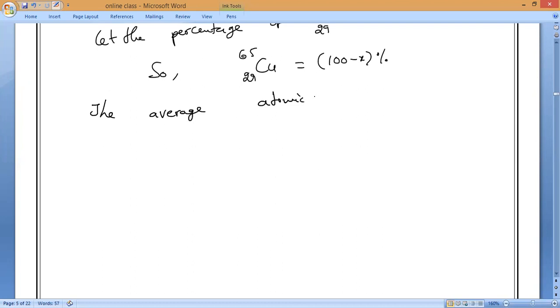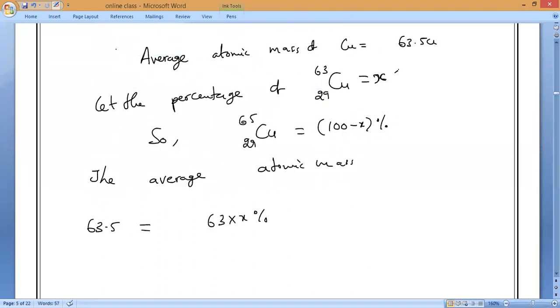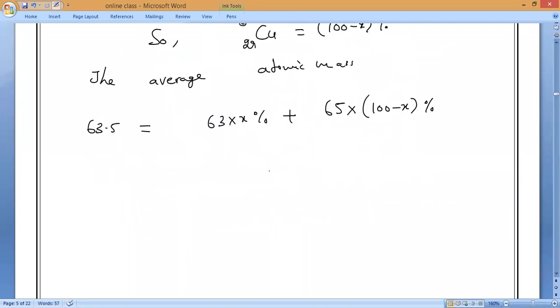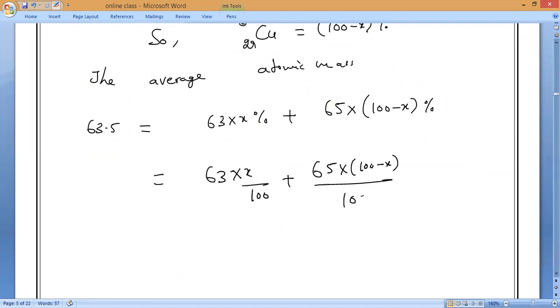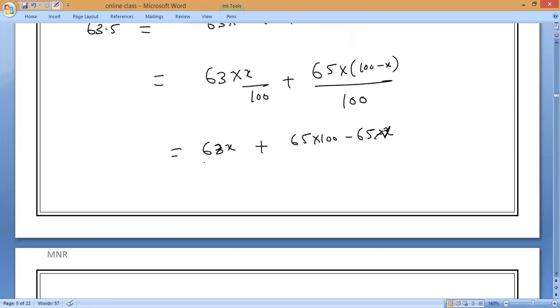You have to remember that. Average atomic mass 63.5 equals 63 into x percentage, plus 65 into 100 minus x percentage. So solve it fast, everyone. 63 into x divided by 100 plus 65 into 100 minus x divided by 100, which is equal to 63x plus 65 into 100 minus 65 into x, divided by 100.